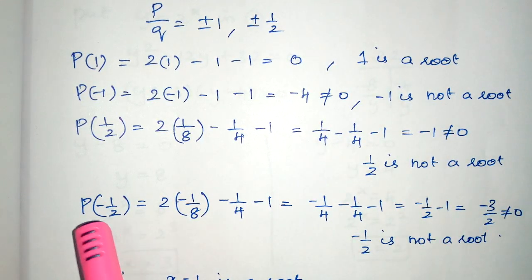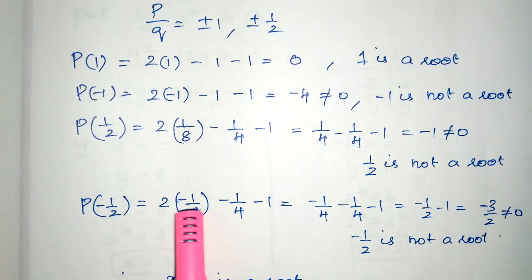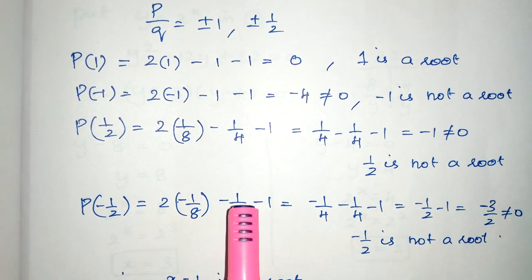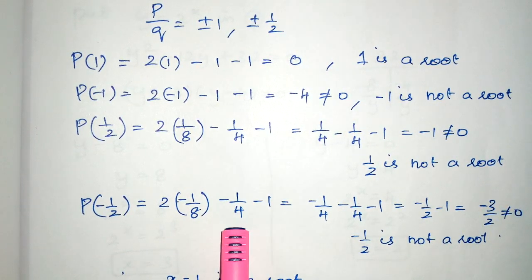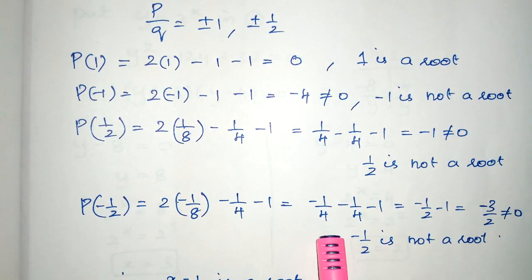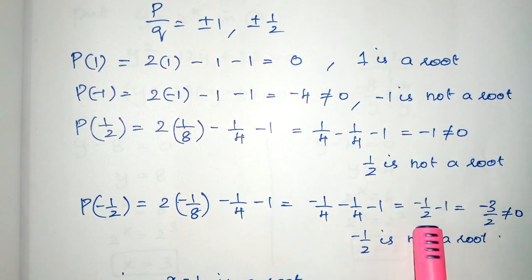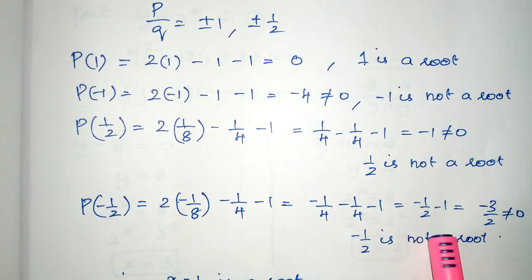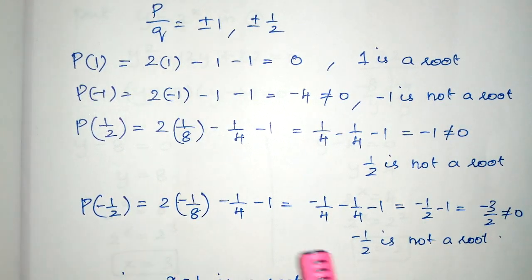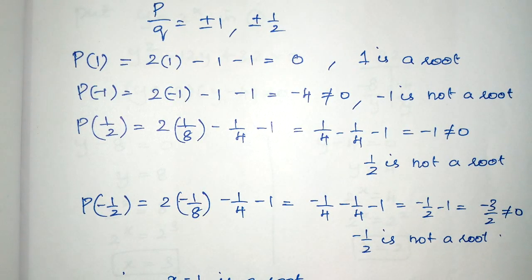And finally, P of minus 1 by 2. So 2 into minus 1 by 2 the whole cube is 2 into minus 1 by 8, and minus 1 by 2 the whole square is 1 by 4, minus 1. So this is cancelling: minus 1 by 4 minus 1 by 4 minus 1. Minus 1 by 4 minus 1 by 4 is minus 1 by 2, minus 1, which is equal to minus 3 by 2, which is not equal to 0. So this is also not a root. So we have got x minus 1 as a root.